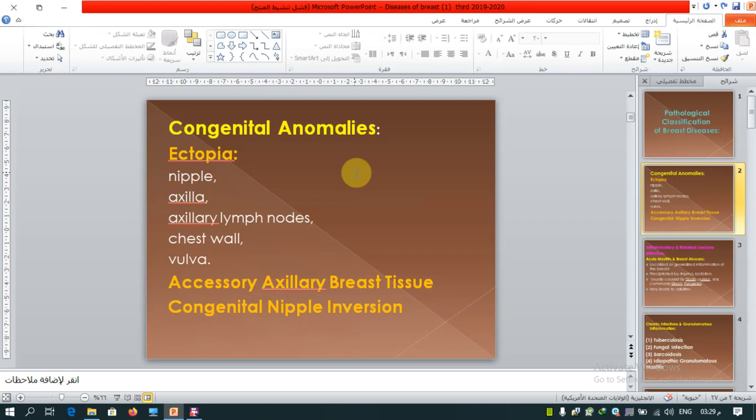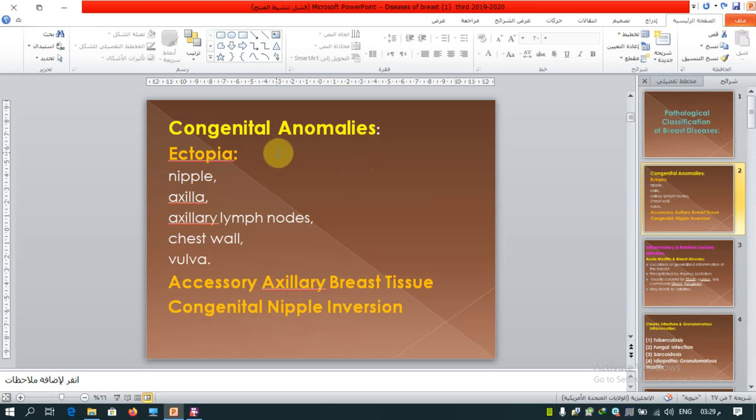The third class is fibrocystic disease or fibrocystic change, which are divided into non-proliferative and proliferative diseases of the breast. And the fourth category is tumors, which are divided into benign, malignant, and stromal tumors.